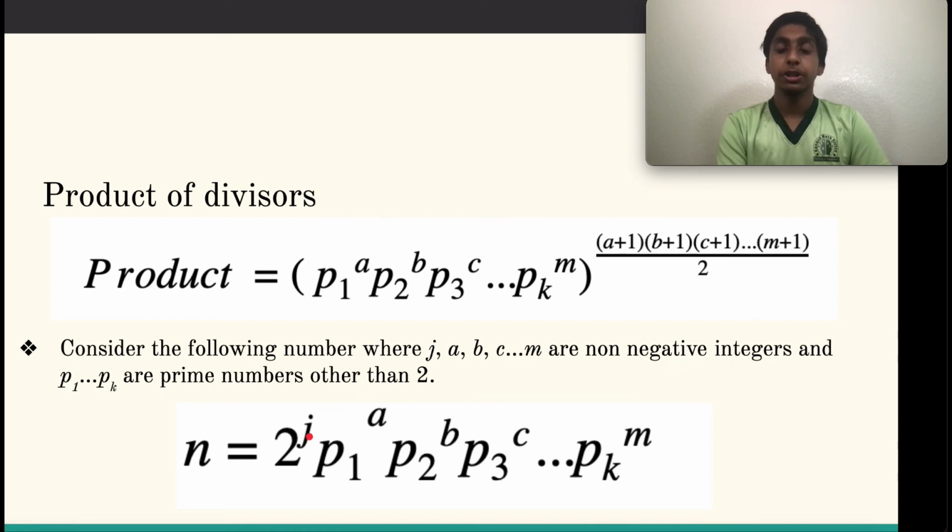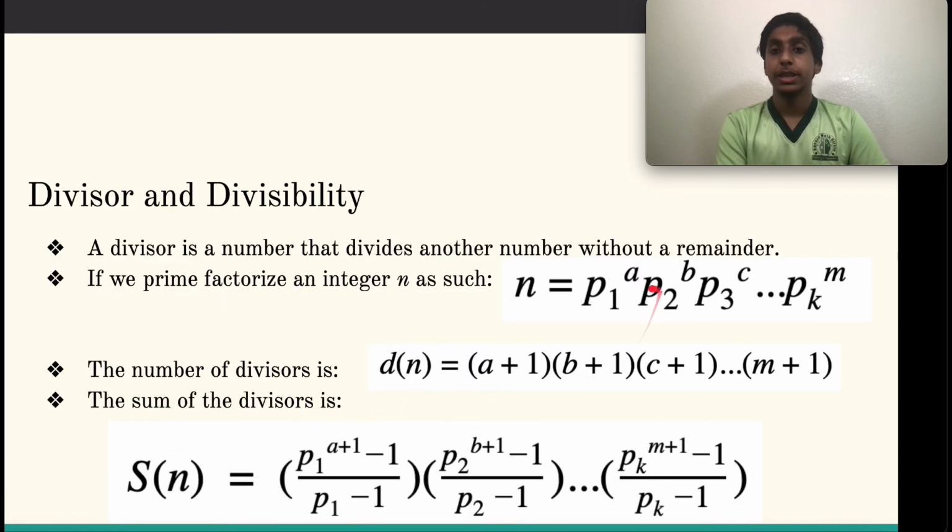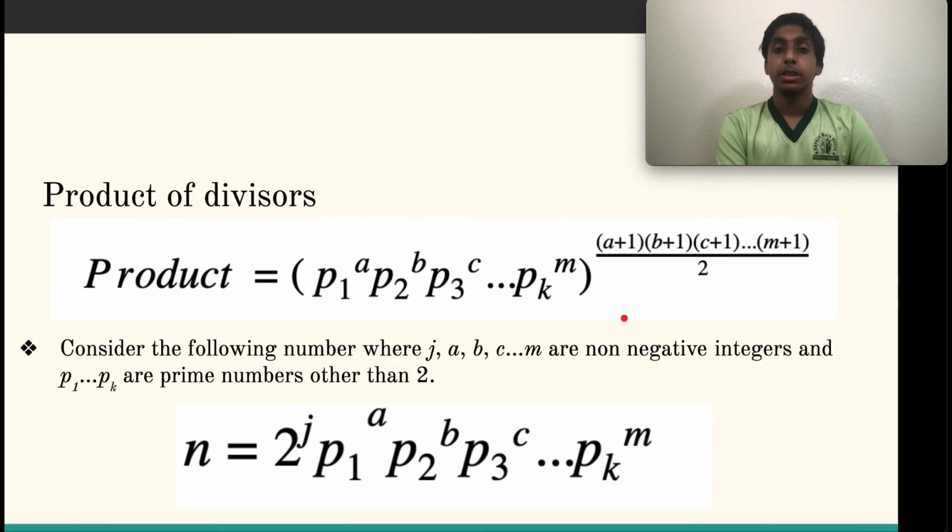So I have 2 to the power j, and then I have a bunch of prime numbers. p1 is my first prime factor, pk is my second prime factor, and so on, right? And they're all prime numbers other than 2. So these are all other prime factors, and this is how I'm factorizing my n. Before, we factorized n like this, but now I'm just including a 2 to the power j, and then I'm having other prime factors over here.